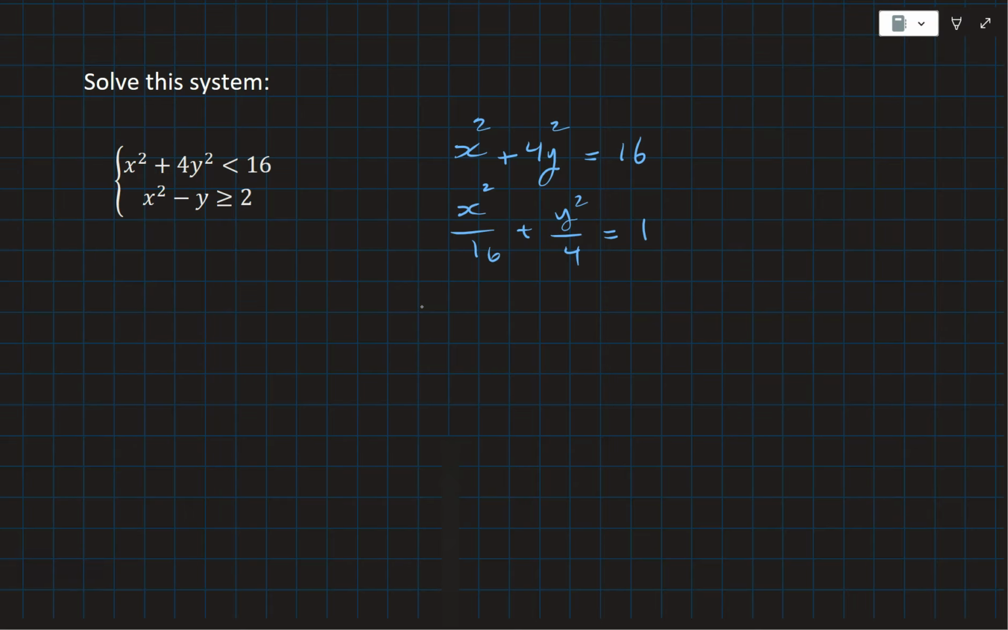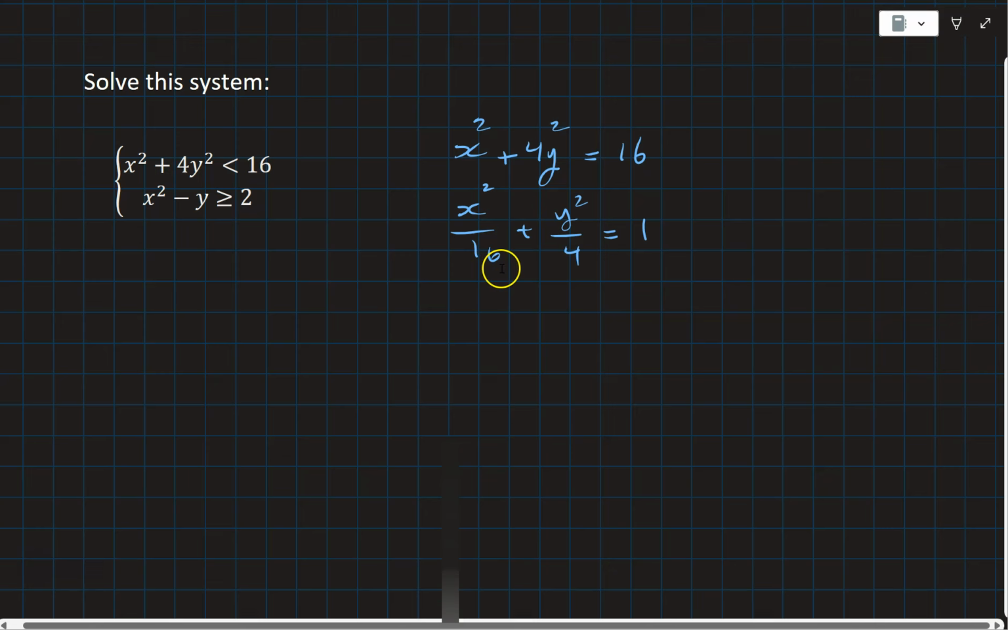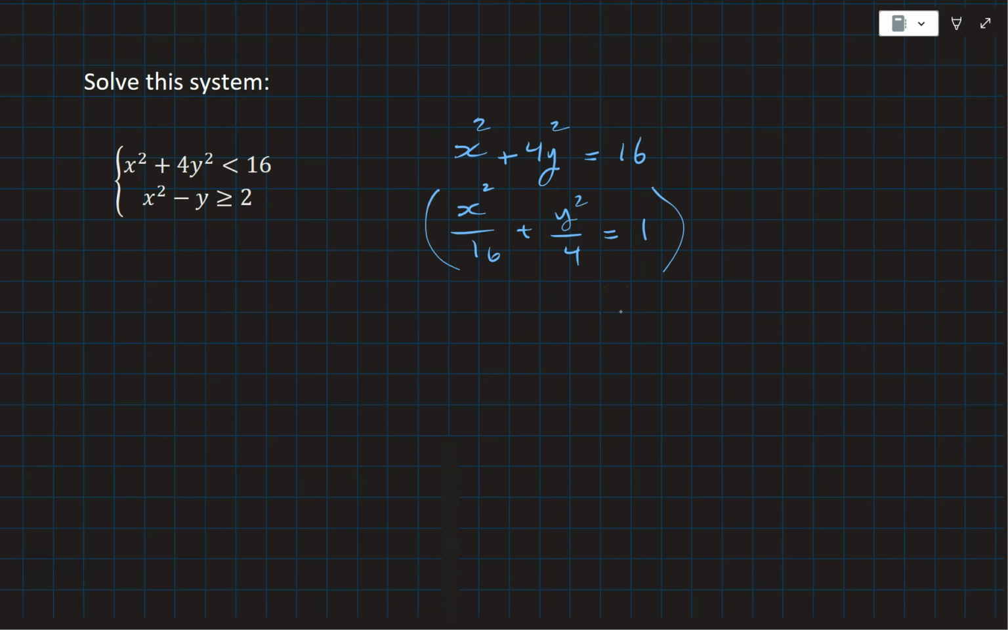Okay, here it is, and now we can graph it. We have a major axis of 8, and the minor axis is 2, with center at (0, 0). We're going to graph that. And then let's deal with the parabola. So x squared minus y equals 2. So y equals x squared minus 2.